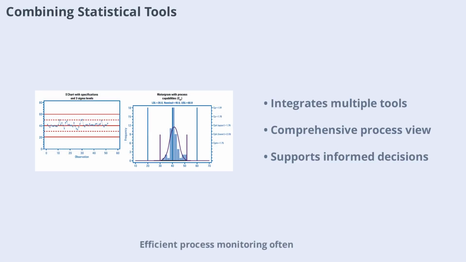Efficient process monitoring often involves combining multiple statistical tools. For example, using X-bar charts, histograms, and CUSUM charts together provides a comprehensive view of process performance. This integrated approach allows for better detection of trends, shifts, and variability, supporting more informed decision-making and continuous improvement.